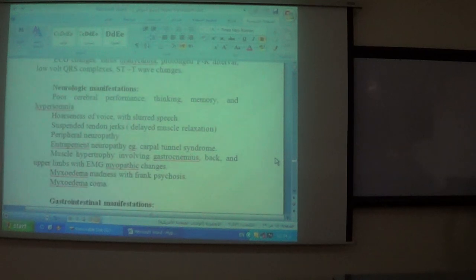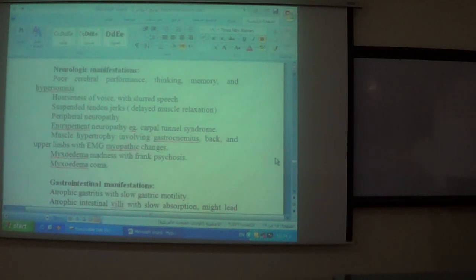Neurologic manifestations: everything in the nervous system of this patient is slowed down. Poor cerebral performance, poor thinking, poor memory, and hypersomnia, excessive sleep, increased hours of sleep. This patient may continue sleeping during the day and night, may not get up until the next day or the day after the next. Hypersomnia is caused by the CNS slowed down like a car when you turn off the ignition. Okay?